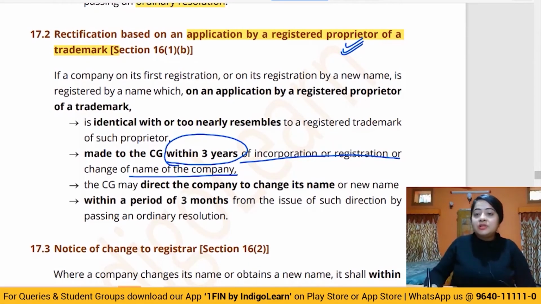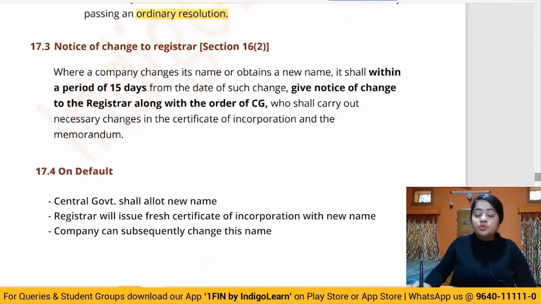In that case, the central government is going to give a period of 3 months to that company. By passing an ordinary resolution, this company should change their name to something else. Once the company changes the name, should the registrar of companies be informed? The answer is yes. Within a period of 15 days, the registrar should be informed, and a new certificate of incorporation is going to be given to that company.